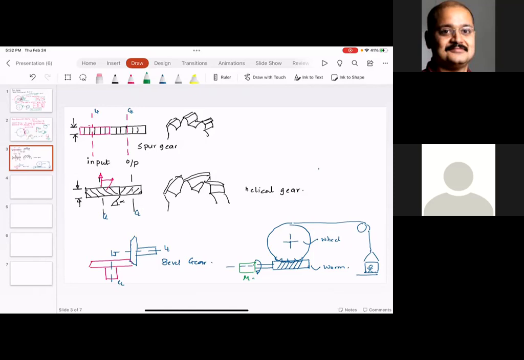But what I want to give you as an example is, imagine if the radius of the gear is infinite. If the radius of the gear is infinite, what it means is you have this small gear, a small pinion, and the big gear has that infinite radius. So what you have is a rack and pinion.